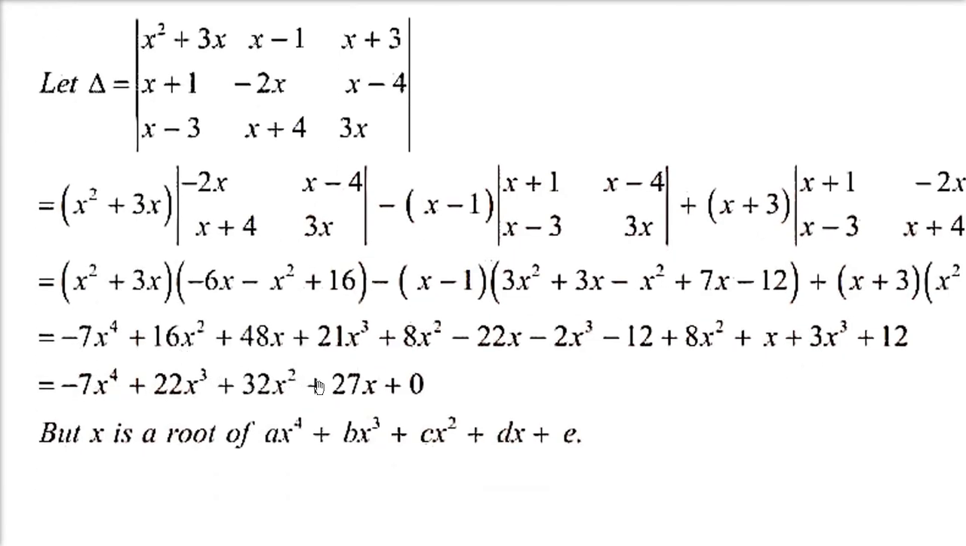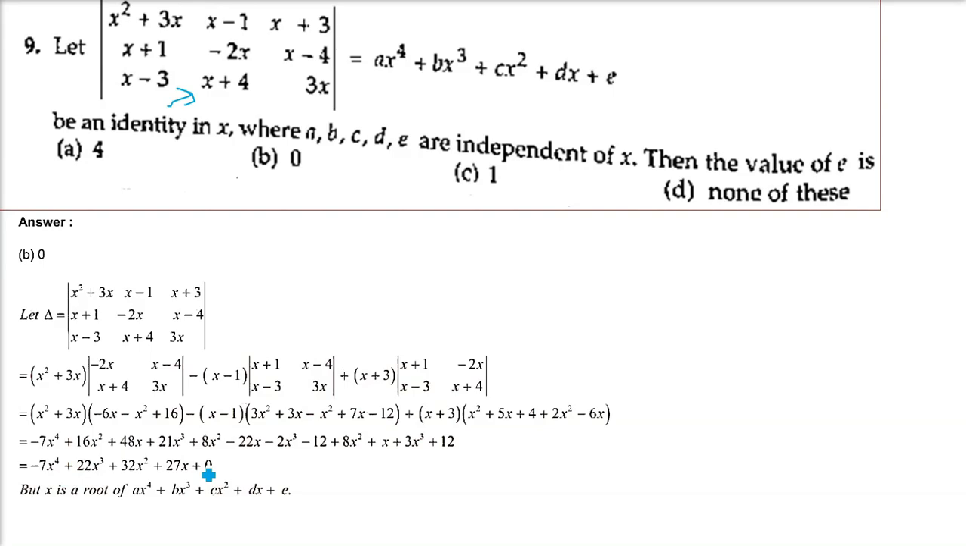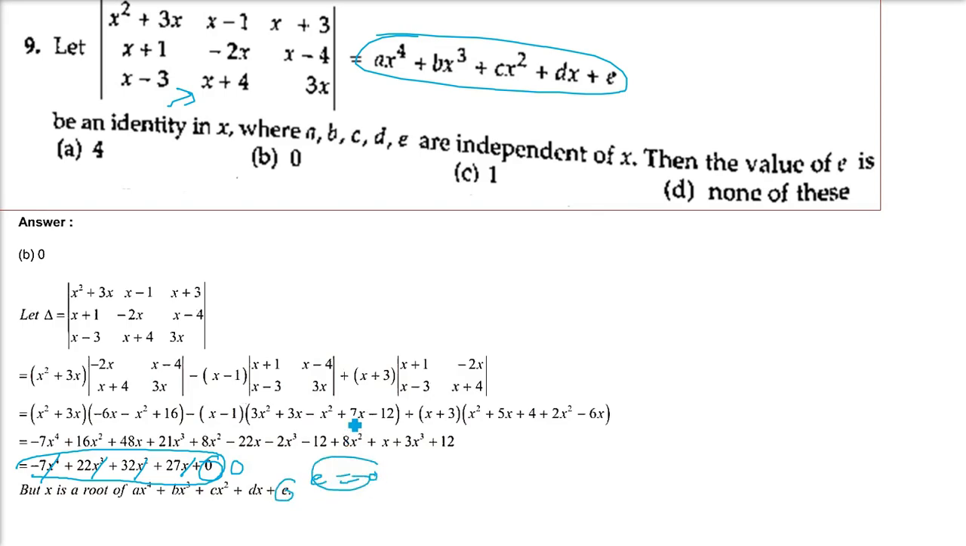Now I want you to compare it with ax to the power 4, bx cube, cx square, dx plus e. So I'm equating using this. For x to the power 4, a is minus 7; x cube, b is 22; c is 32; d is 27. What is the constant? The constant is 0. There is no constant term here. So the answer is 0. B is the correct answer.